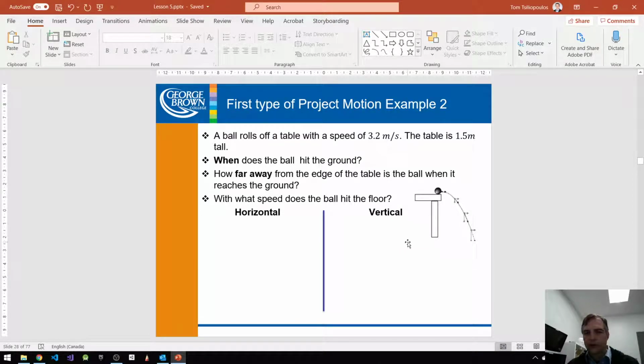So here we have an actual example. So let's try and figure this out together. So the first thing is a ball rolls off a table with a speed of 3.2 meters per second. The table is 1.5 meters high. We know some of these things. When does the ball hit the ground? That's the first question. And how far away from the edge of the table is the ball when it reaches the ground? And then, finally, with what speed does the ball hit the floor? So there's 3 things we need to answer.